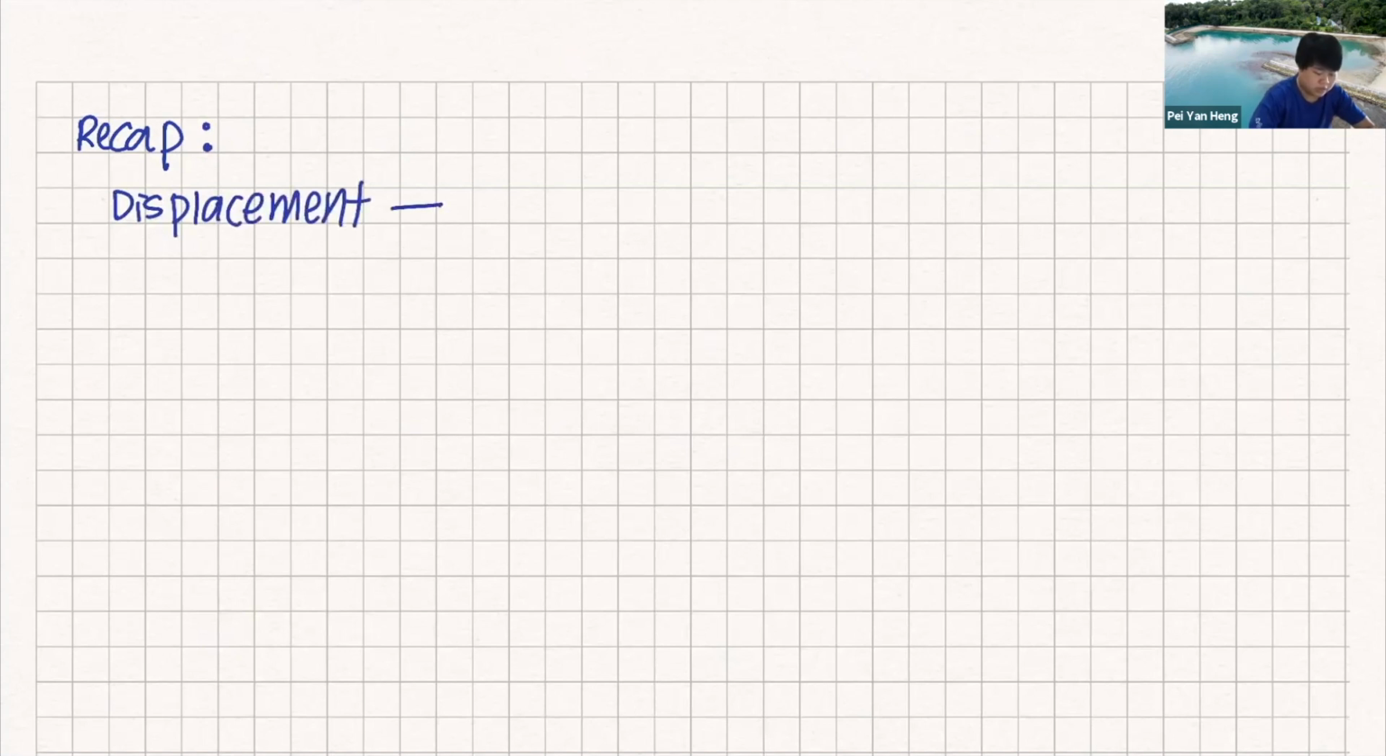Hello. Okay, so this is a continuation from the previous lesson. Right now we are just going to do a quick recap. So what we have done so far is we learned about displacement. Displacement has the notation S. And then we also learned about velocity. Velocity has the notation V.